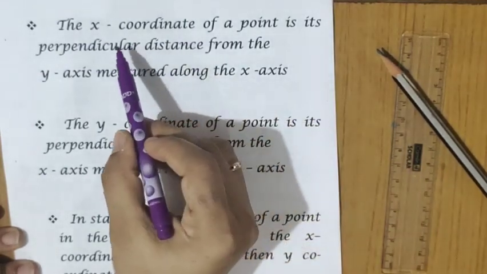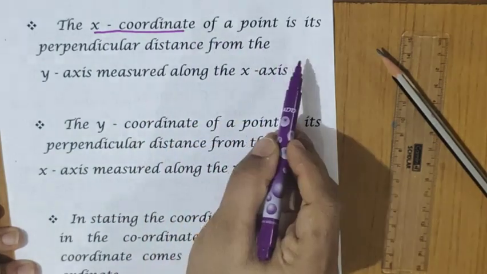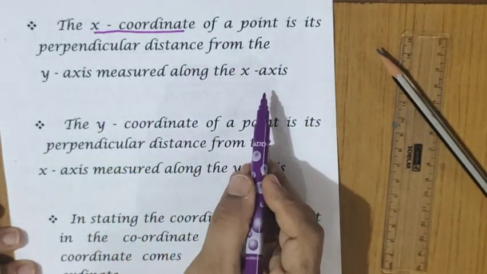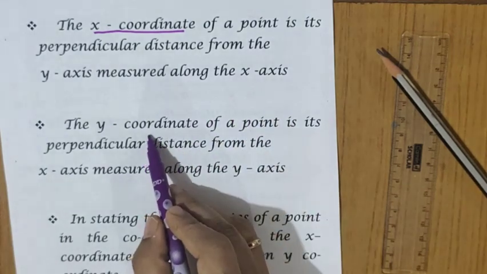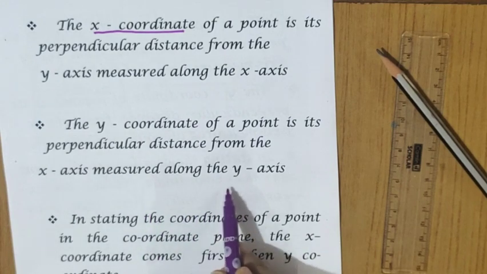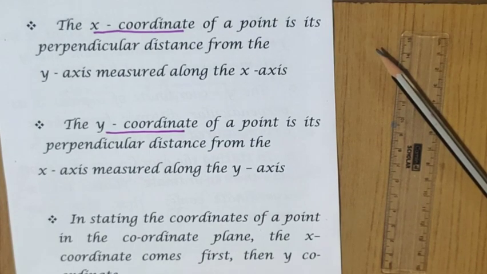So what is the definition we learned here? The x-coordinate of a point is its perpendicular distance from the y-axis, measured along the x-axis. Similarly, the y-coordinate of a point is its perpendicular distance from the x-axis, measured along the y-axis. Now, in stating the coordinates of a point in the coordinate plane, the x-coordinate comes first and then the y-coordinate. So these are the definitions we have to remember.